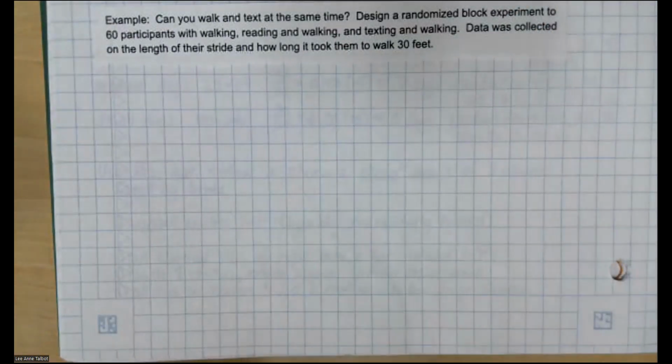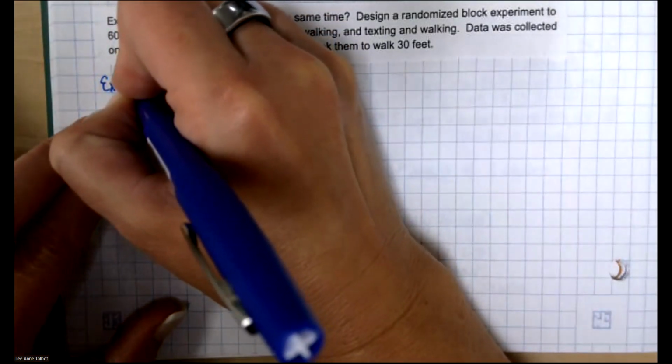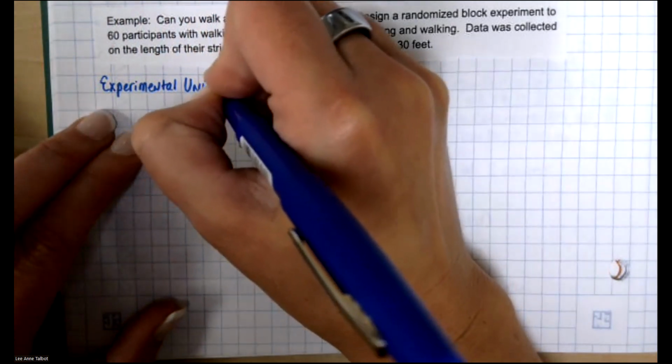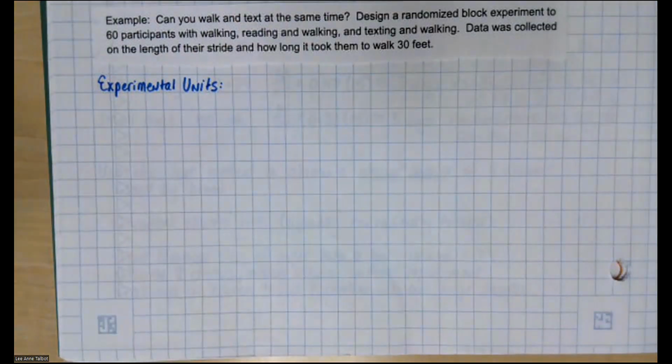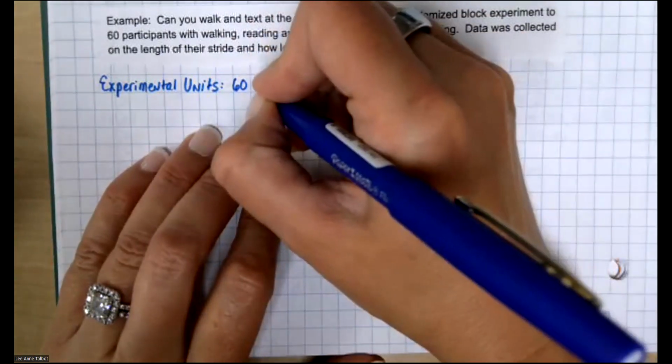We're gonna draw our diagram here. Okay, we need to name some things. What are the experimental units? What are the experimental units in this problem? Yeah, so the 60 participants.